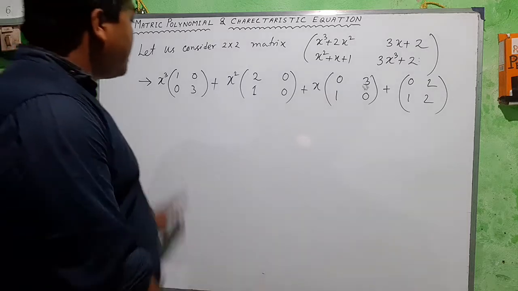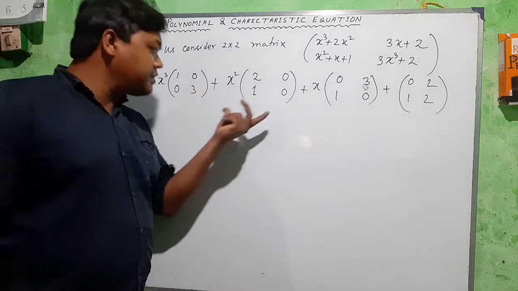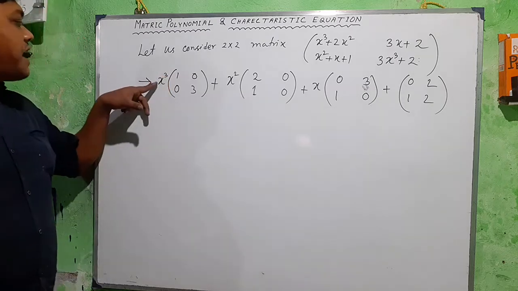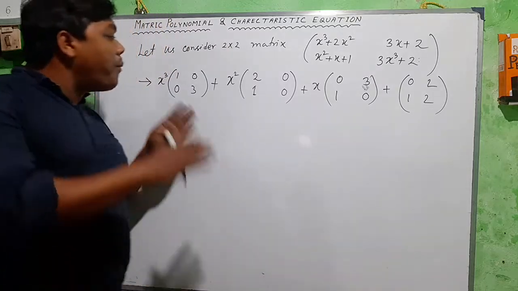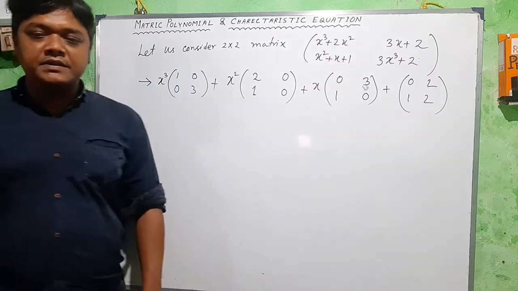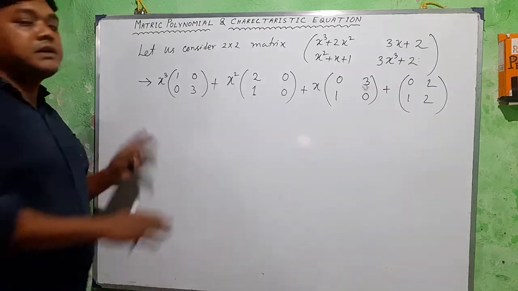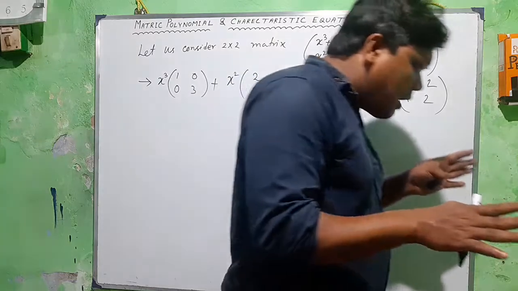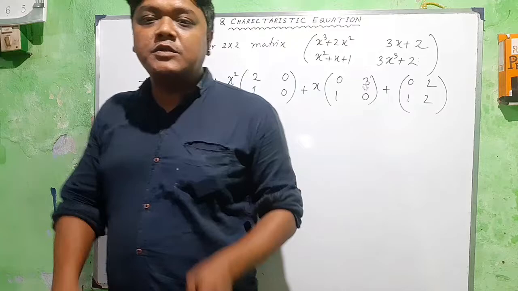So what is this? You see that this is like a polynomial equation. The highest degree here is x cube, then x square, x and some constant. The coefficients of the polynomial are matrices, 2 cross 2 matrices. So this type of polynomial is called a matrix polynomial. So any algebraic expression of matrix type given to you, you can express in this fashion.